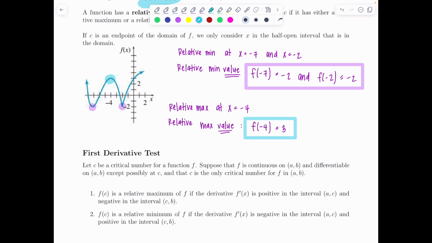Now, what if we don't have a graph? How are we able to determine where these maxima and minima are occurring? Well, thankfully we have calculus.